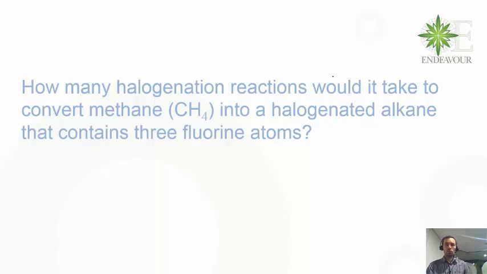Alright, so question to consider now. How many halogenation reactions would it take to convert methane into a halogenated alkane that contains 3 fluorine atoms? So to make this a little bit easier, I'll draw a structure for you. Okay, so we've got a halogenated alkane looking like that with 1 hydrogen and 3 fluorines, and it tells us that we started with methane, which is a CH4.